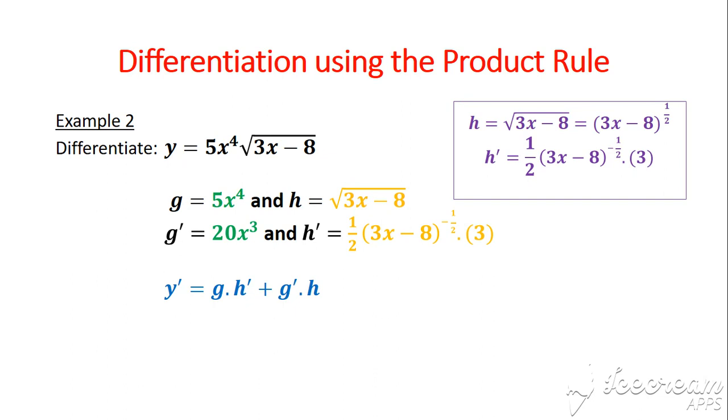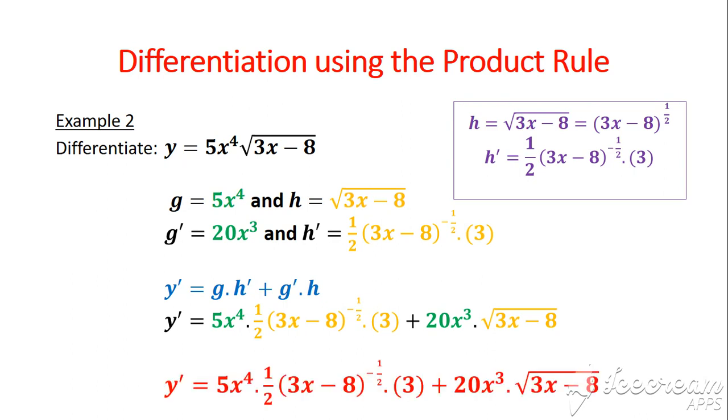All right, we're ready to substitute into the product rule. So y dash is equal to g, which is 5 times x to the power of 4, times by h dash, which is this complicated expression, plus g dash, which is 20x cubed, times by h, which is the square root of 3x minus 8. And we've got our derivative function, our gradient function, which is this long but complicated, beautiful expression.